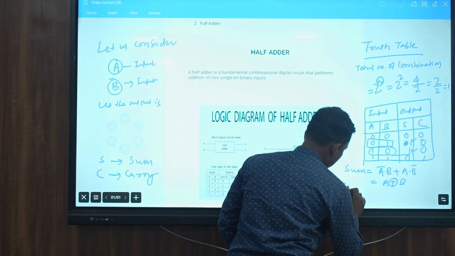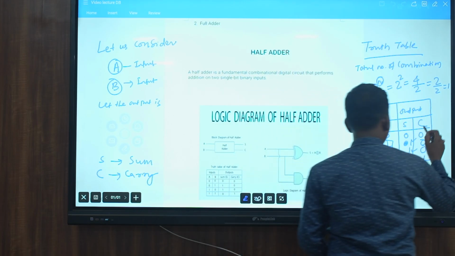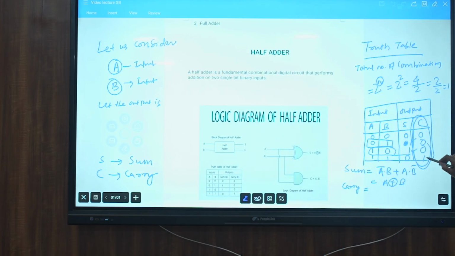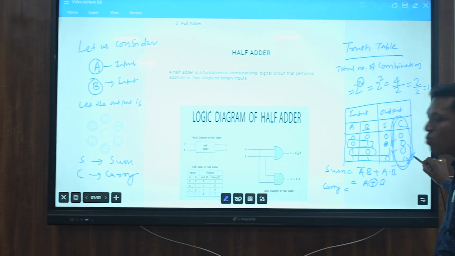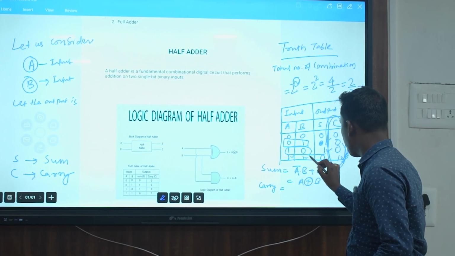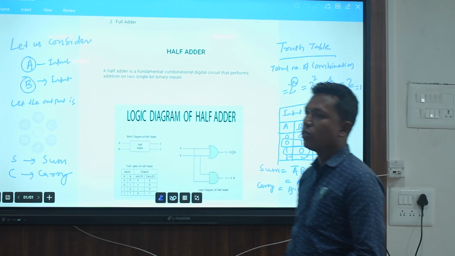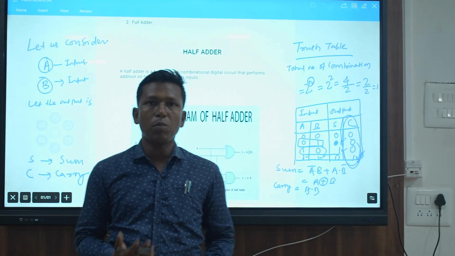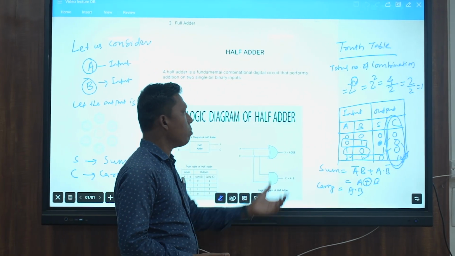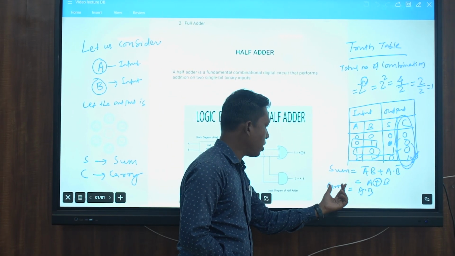Again, come to the carry expression. Carry is C. This is the carry column. In the carry column, this is the condition where carry is 1. Carry is 1 means, what are the inputs? A is 1 and B is 1. So that's A into B. In this way, these are the expressions for sum and carry. That means in half adder, from the truth table we conclude that sum is A XOR B and carry is A into B.